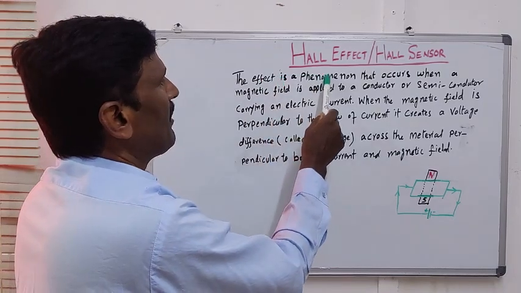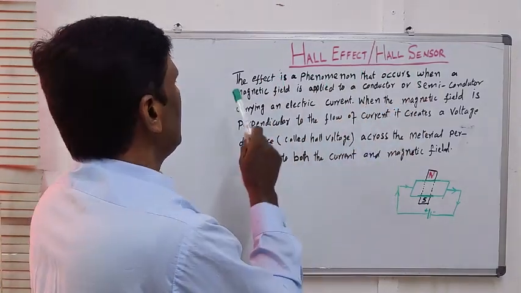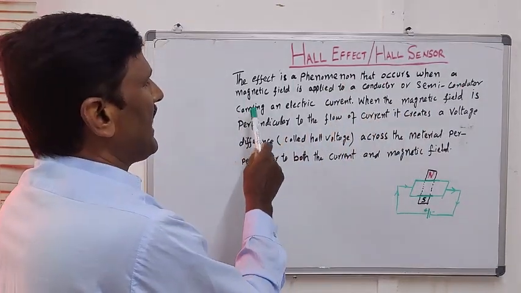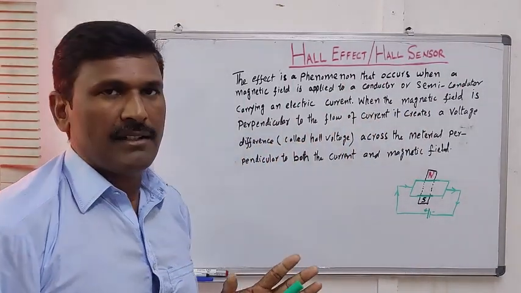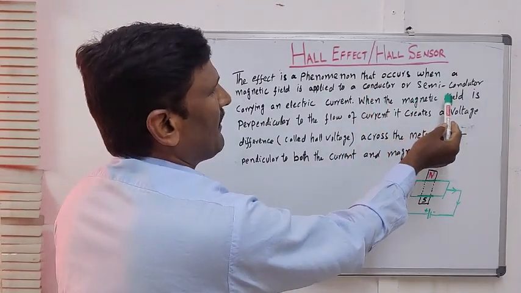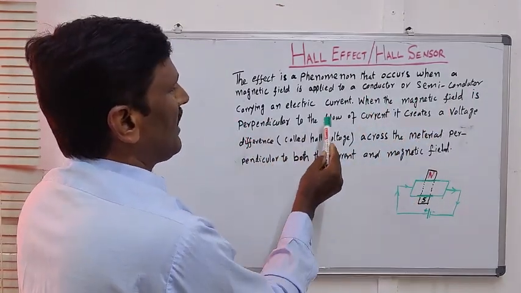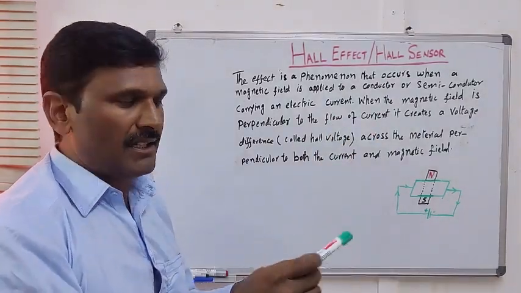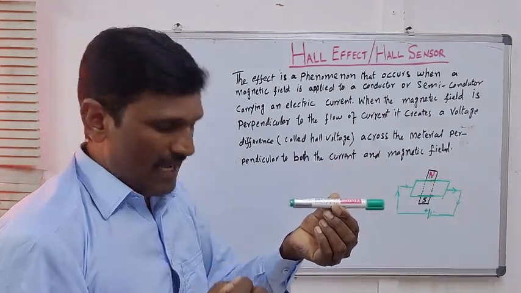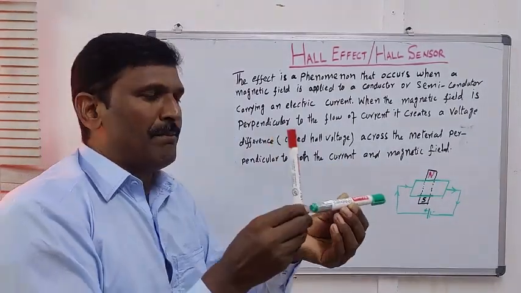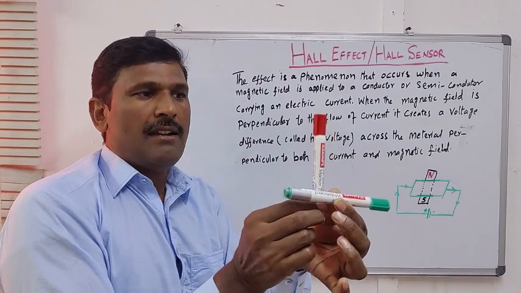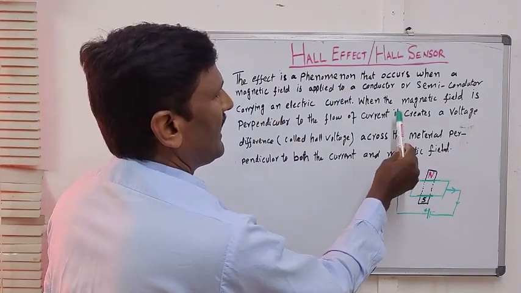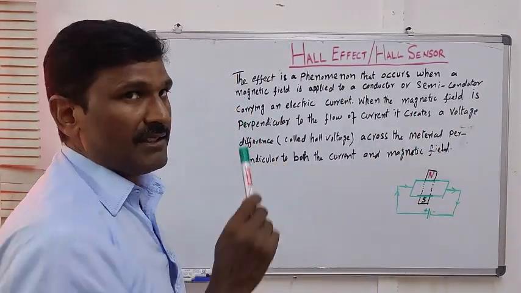The Hall effect is a phenomenon that occurs when a magnetic field is applied to a conductor or semiconductor carrying an electric current. So when the magnetic field is perpendicular to the flow of current, when current is flowing through a conductor, like this is a conductor and current is flowing, and we apply a magnetic field perpendicular, at 90 degrees, to this conductor, what happens? It creates a voltage difference.